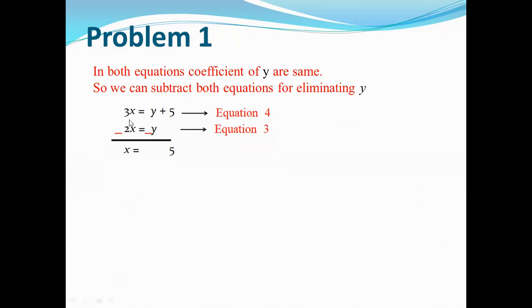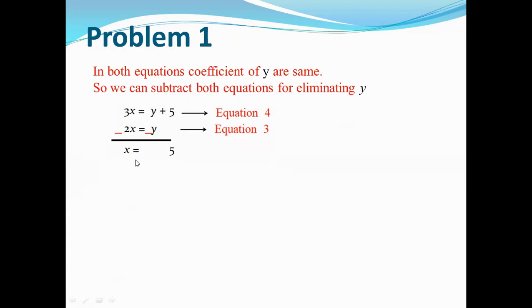Equation number 4 is 3x = y+5. Equation 3 is 2x = y. Both the terms of y are positive, that's why we are subtracting them. When we subtract 2x from 3x, we get x, and after subtracting, we are not left with anything as y is eliminated. So x = 5. Now we have the value of one unknown.